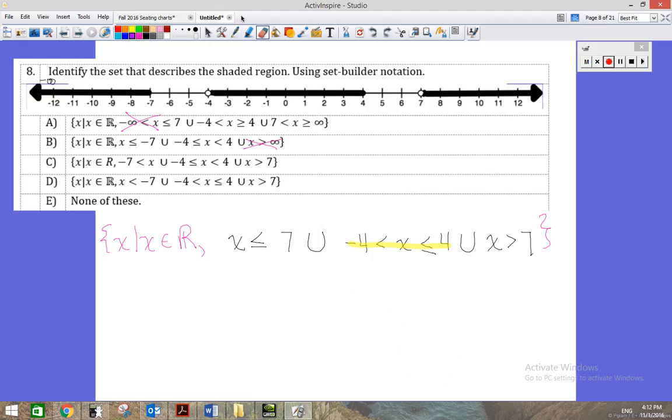All right, so let's look and see if we can choose this choice. X less than or equal to -7 union. Now here it's not B because I need it to be strictly less than. So let's look and see. I've got... I don't see it. Do you? Okay, so I'm going to pick none of these.